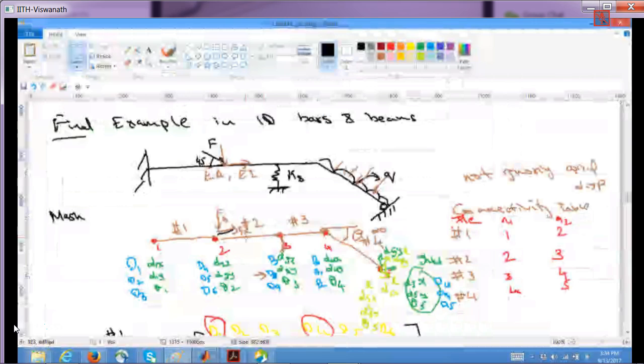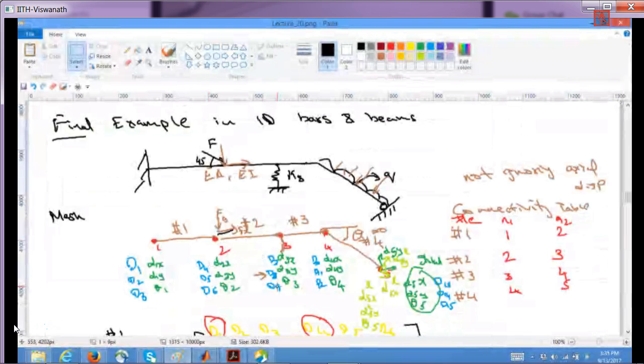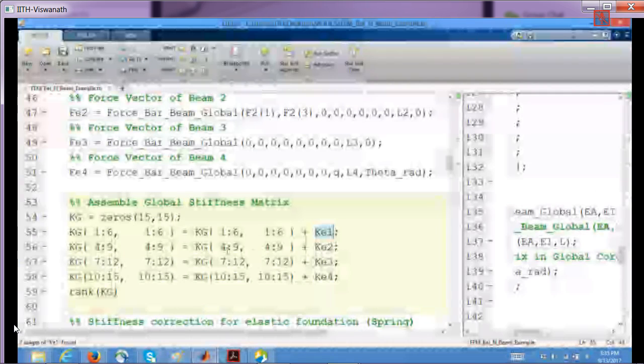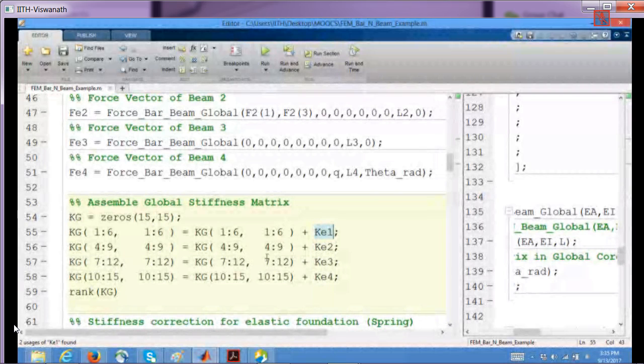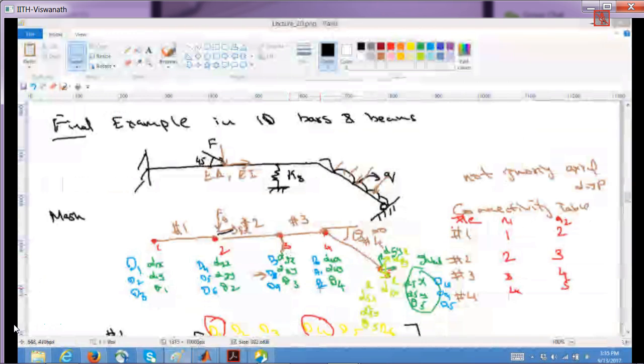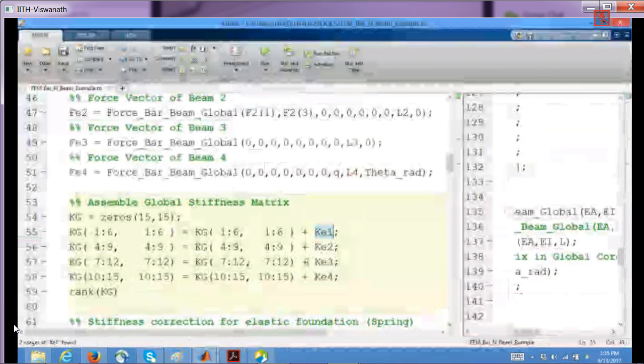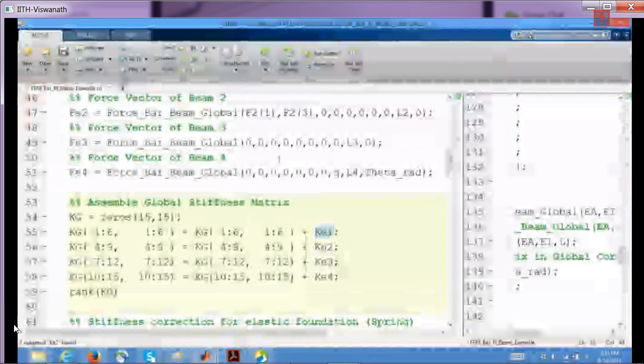Now the second element has 4, 5, 6, 7, 8, 9 degrees of freedom coming. So for 4 through 9, whatever is already there, over that you will add the KE2. That's the reason this line is quite important. You should not ignore the first part of it, even though they may be zeros. So the second element sits in this place. Similarly, the third element stiffness runs through 7, 8, 9, 10, 11, 12. So for 7 to 12, 7 to 12 in columns, to whatever is there, you add KE3, which is coming from the third element. The fourth element is the same.